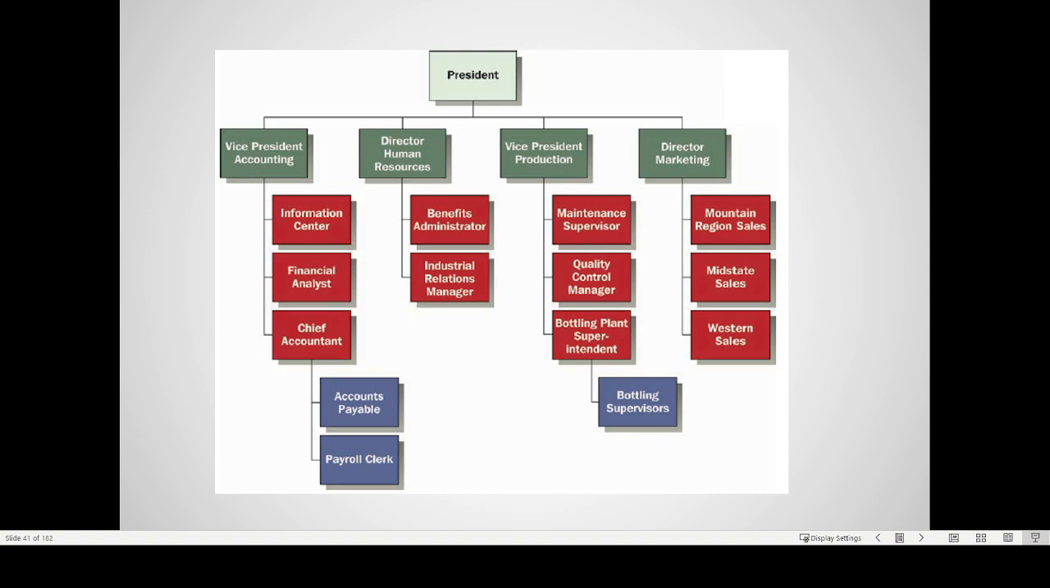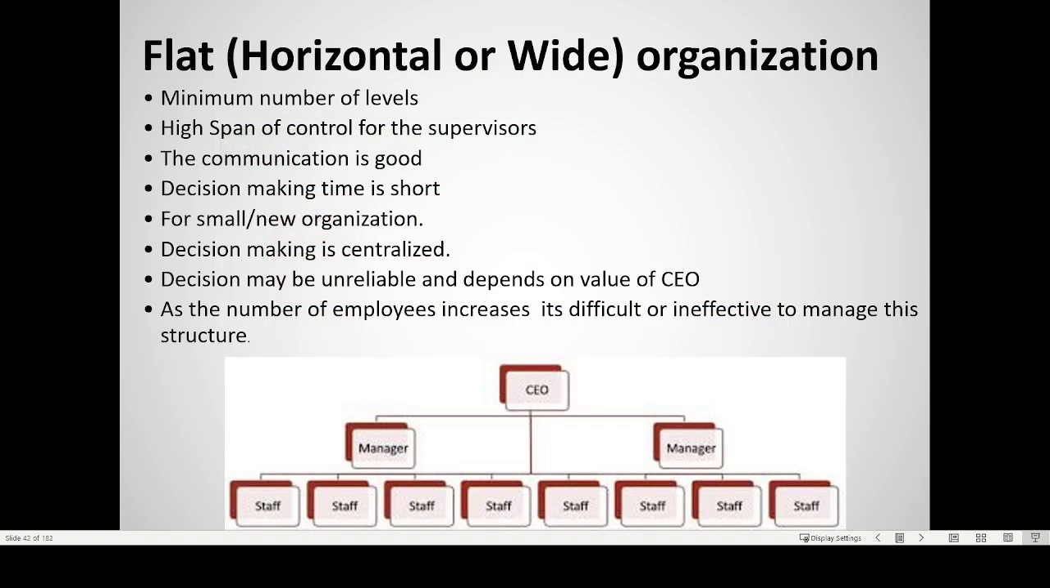So now we can move to the flat or horizontal or wide organization. It has a minimum number of levels. As you can see in the lower photo, here we have only two layers: the CEO, and under the CEO the managers. There is a high span of control for supervisors. As you can see, the two managers under the CEO are controlling everyone in this organization.